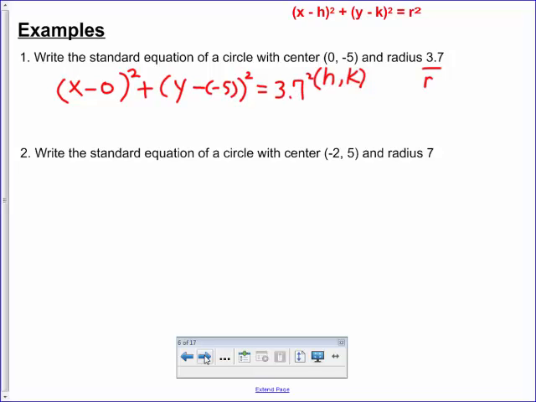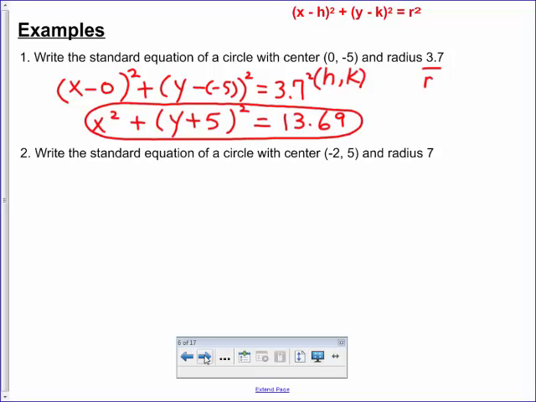Now we have to make it look pretty, so what we're going to do is clean things out. So x minus 0 is just going to give you x squared. And for right here, the negative and negative give you positive, so it becomes y plus 5, the whole thing squared. And just plug it in the calculator. 3.7 squared is 13.69. And now you are done.